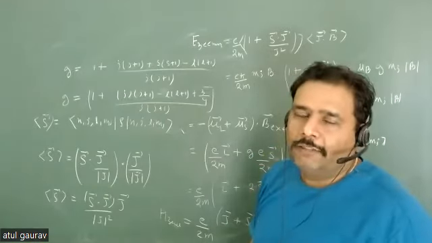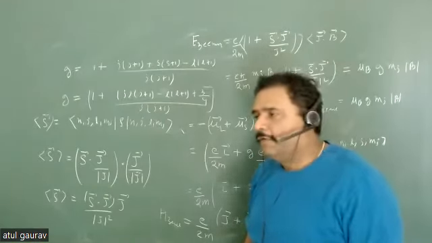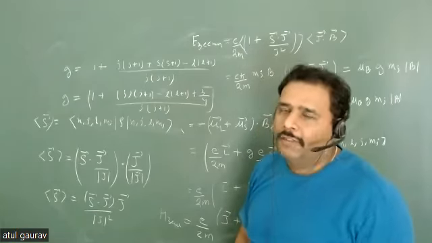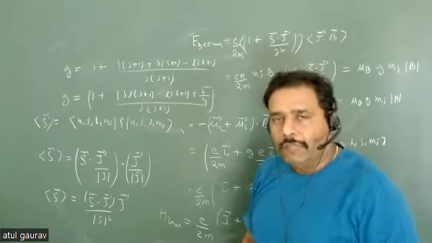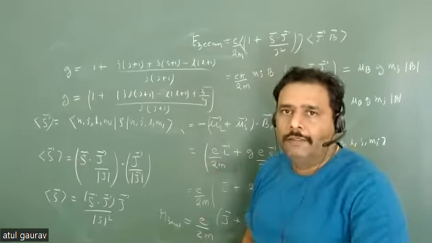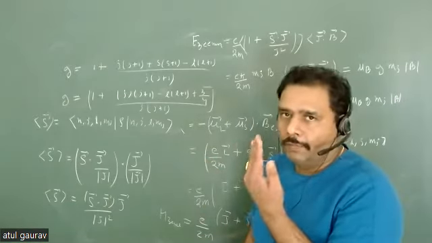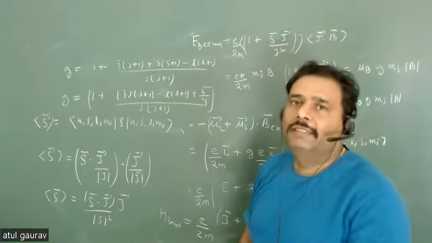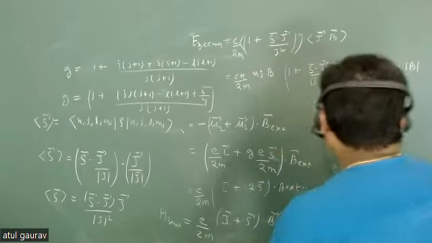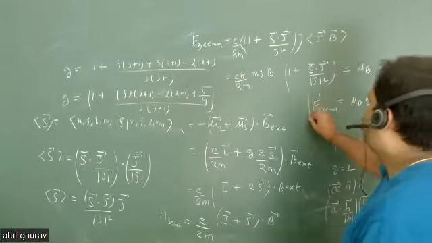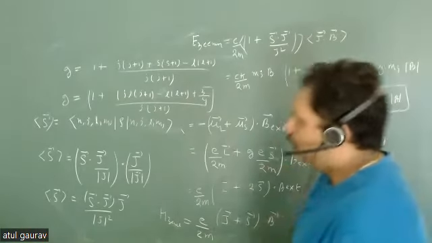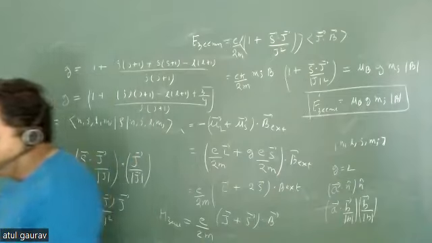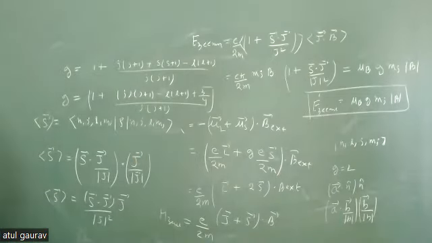Given value of j, you have what? Further splitting. If your j is equal to 3 by 2, then what is going to happen? Then you have 4 levels of splitting: plus 3 by 2, plus half, minus half, and minus 3 by 2. So you have this sort of your E Zeeman. So this is your very famous anomalous Zeeman effect.